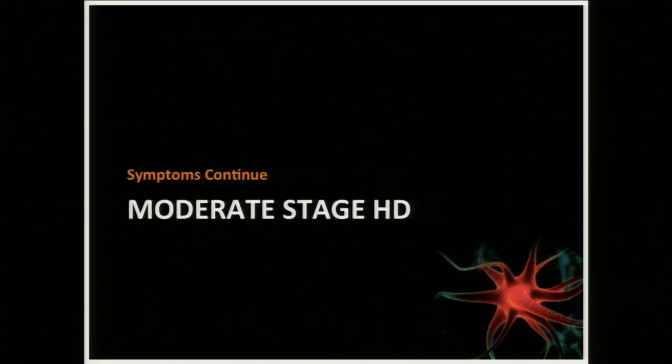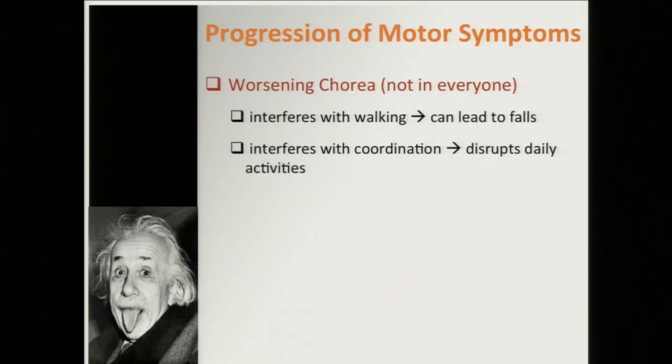So now we're going to move on to moderate stage disease. And in moderate stage disease, people can have worsening chorea. So chorea is interesting because some people don't have any chorea at all. Some people have chorea just for a short period of time. And some people have chorea that gets worse in moderate stages of disease. I find that interesting because everybody associates this disease with that movement. And certainly that movement can bring people to diagnosis earlier, but it's not always the main feature of disease.